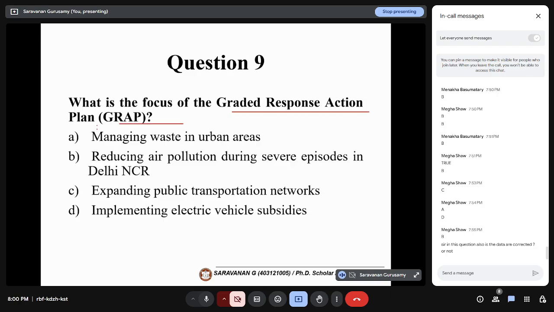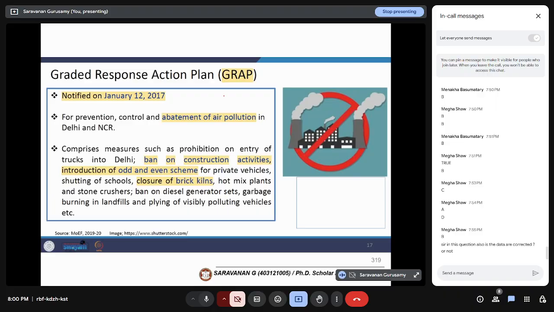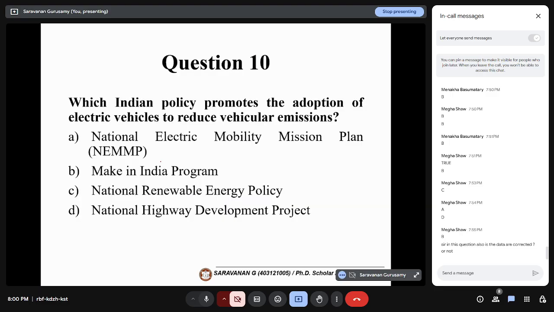GRAP concentrates only on the reduction of air pollution in the National Capital Region. It was notified in 2007 to abate the air pollution in the National Capital Region and Delhi. Which Indian policy promotes the adoption of electric vehicles? The National Electric Mobility Mission Plan, NEMMP.